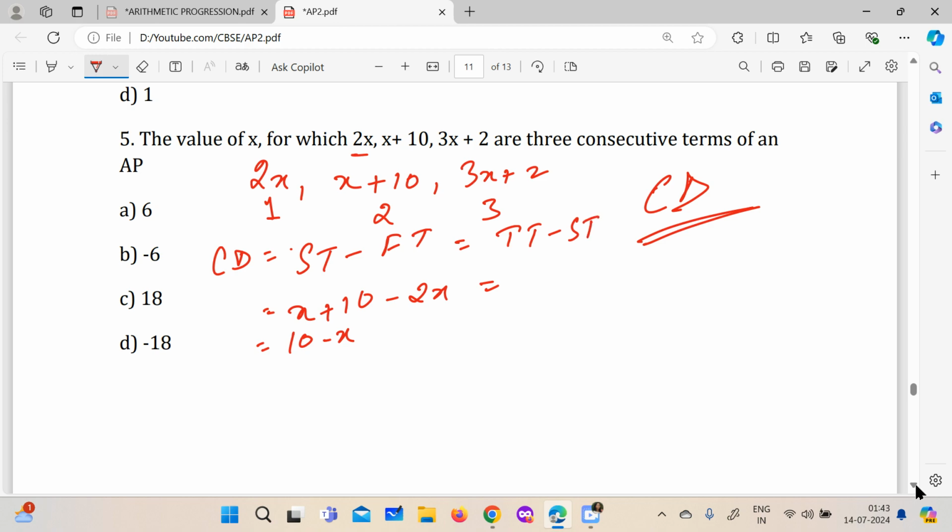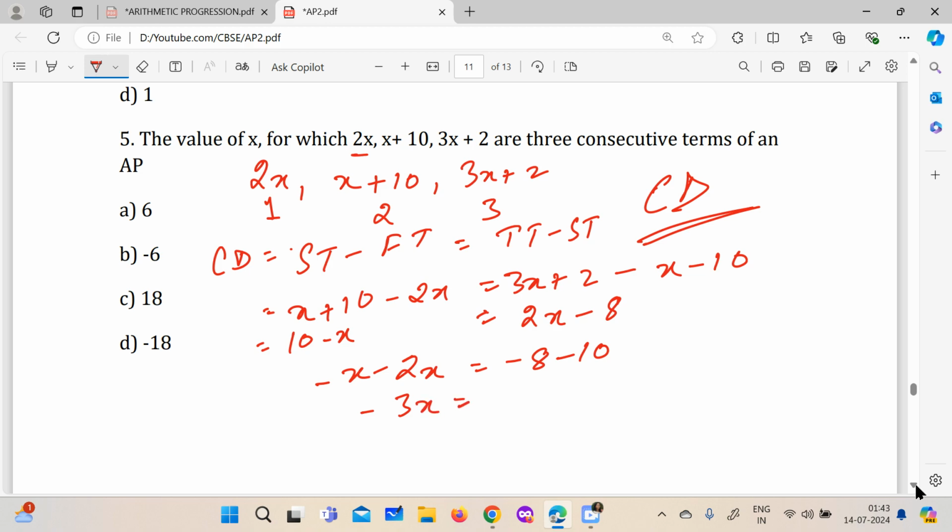So what is the third term? 3x plus 2 minus x minus 10. So you can write here 2x minus 8. Okay, now bring all the x to one side. So minus x minus 2x equals minus 8 minus 10, and that gives you minus 3x equals minus 18, and x equals 6. So this is also done. So this is the answer.